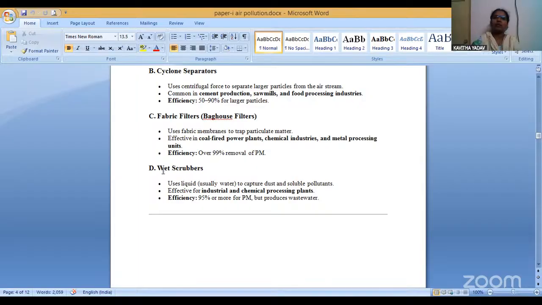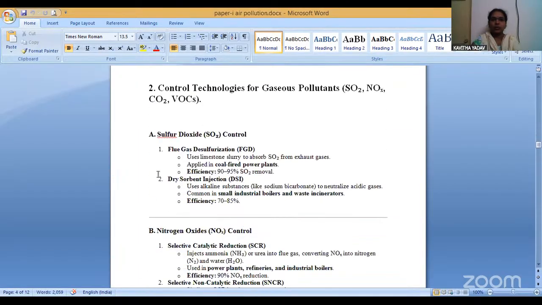Then coming to the next one, control technologies for gaseous pollutants: sulfur compounds, nitrogen compounds, carbon compounds, and volatile organic compounds. Coming to the first one, sulfur dioxide. How to control sulfur dioxide? Flue gas desulfurization, FGD. FGD is nothing but flue gas desulfurization.